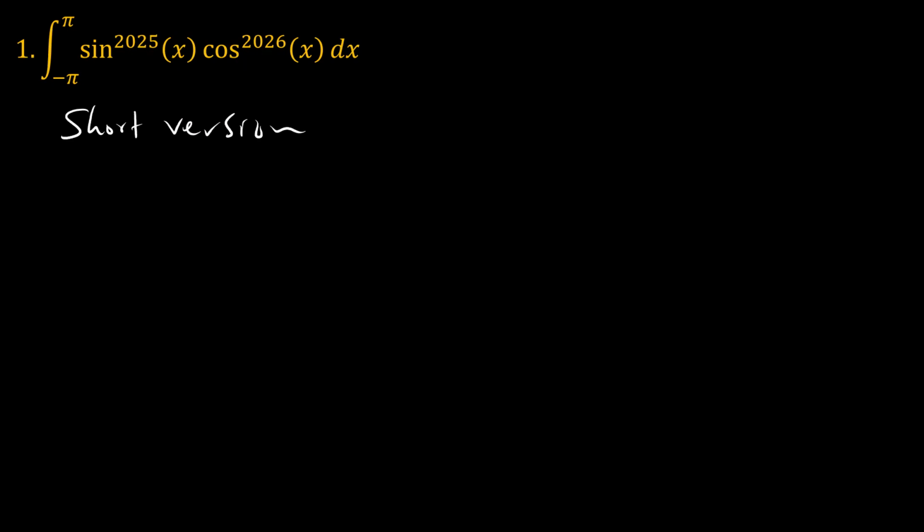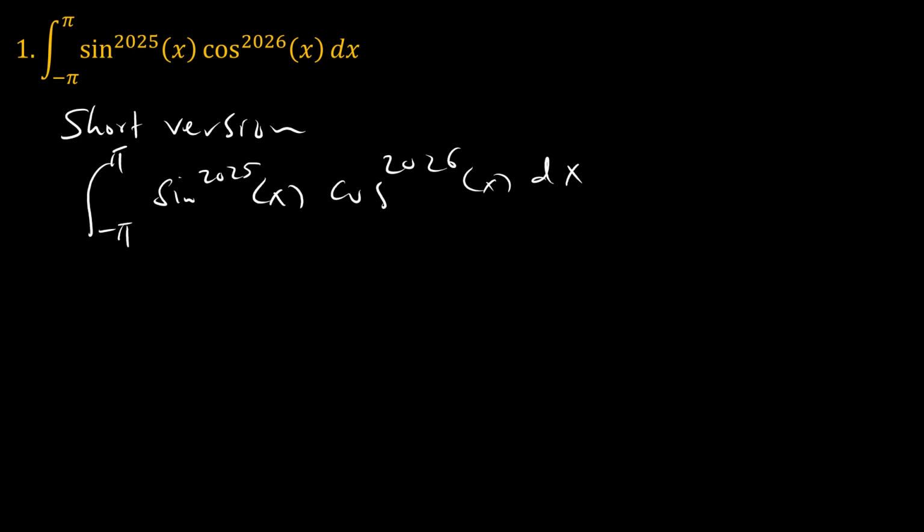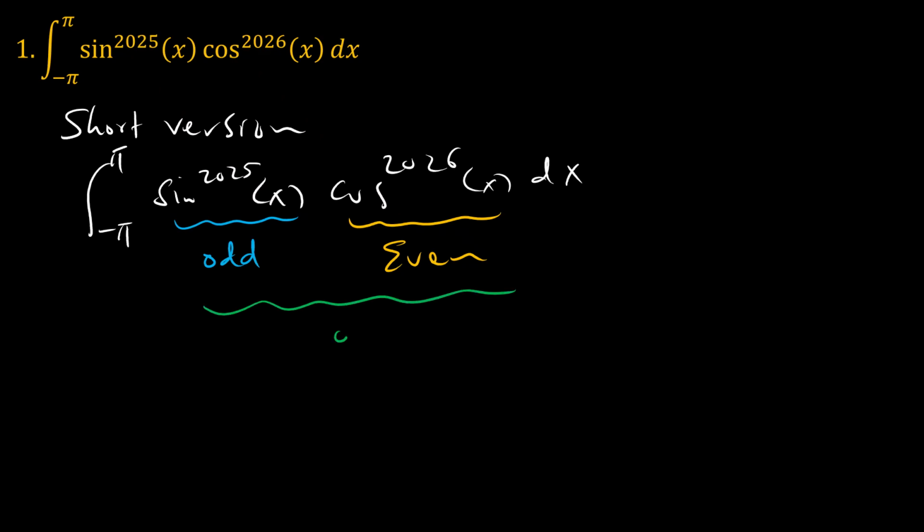We have negative pi to pi integration of sine to the power 2025 of x times cosine 2026 of x. So we can see here that we do have an odd function here, and this is an even function. And an odd and even function multiplied together, we get an odd function.